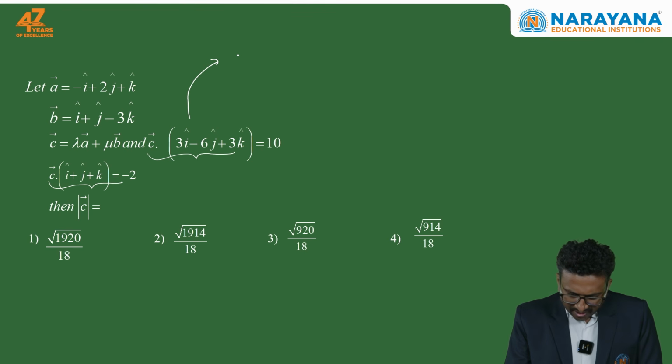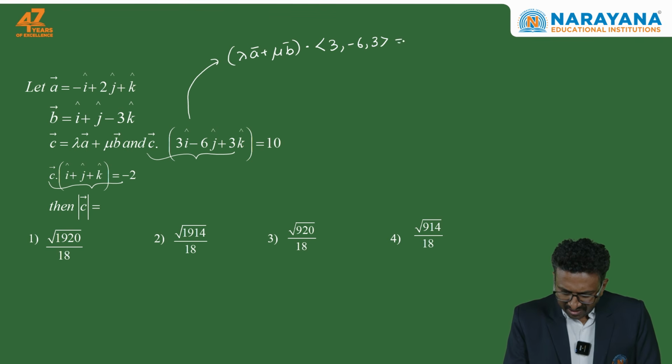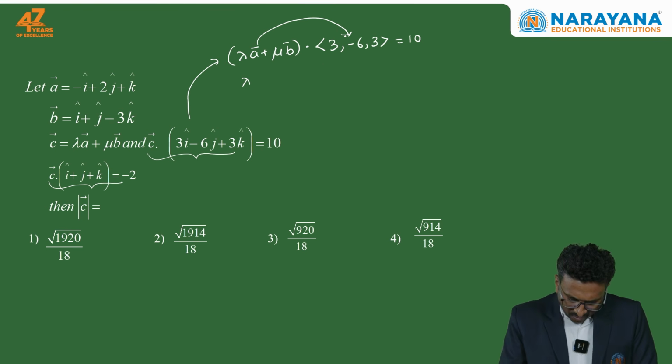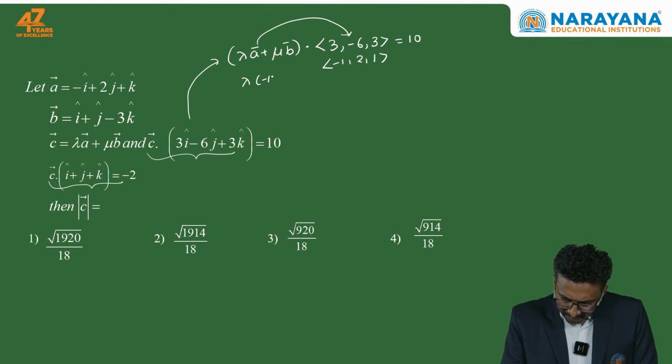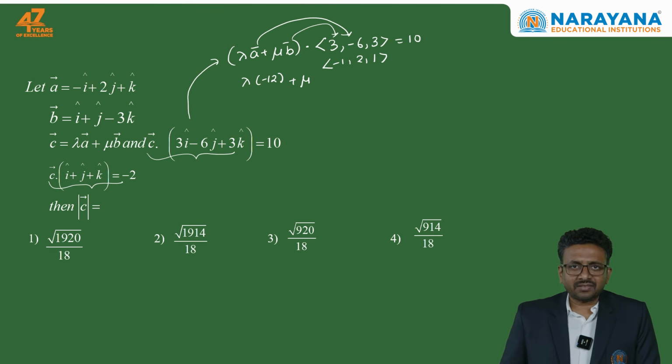So if you take this, lambda A bar plus mu B bar dot the vector 3, minus 6, 3 is equal to 10. So lambda times A bar dot this vector. You can directly do it: you see that A bar is minus 1, 2, 1. If you dot these two, you can see that it is minus 3 plus 3 minus 12. So lambda times minus 12 plus mu times B bar dot this vector.